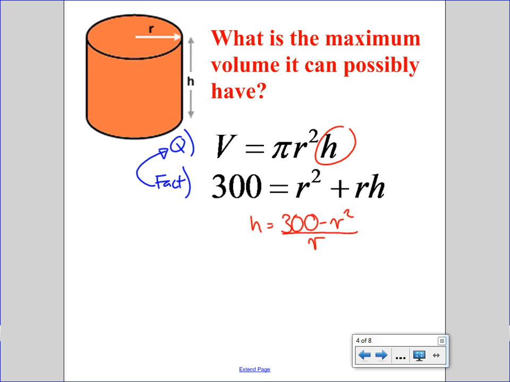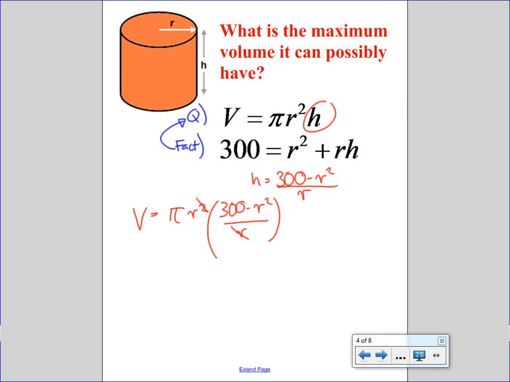In here. So v is pi r squared h, which we've worked out to be 300 minus r squared over r. Does that simplify at all? Well, because everything's multiplied together, that r will cancel with one of those r's there. And then we could multiply everything out, couldn't we? Which would be 300 pi r minus pi r cubed. Yeah, I agree with that.